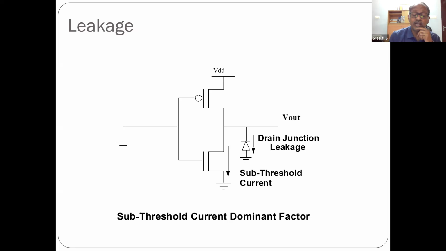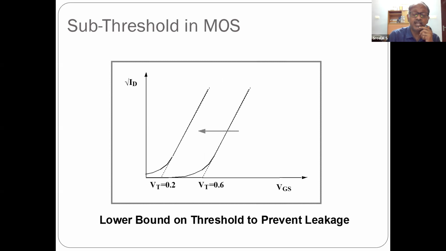The subthreshold current is the dominant factor for leakage. So if we consider this inverter, we can see that the subthreshold current of the bottom transistor is one of the dominant factors which lead to the leakage current. So what is the subthreshold current? We can see that this is the characteristic of a MOSFET, where the square root of the drain current is plotted on the y-axis versus the gate to source voltage on the x-axis.